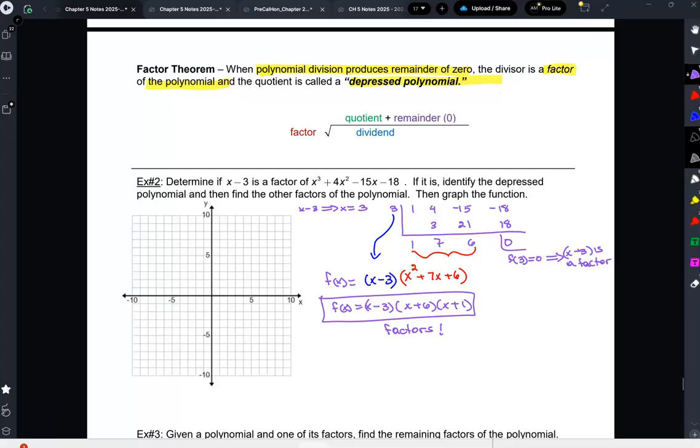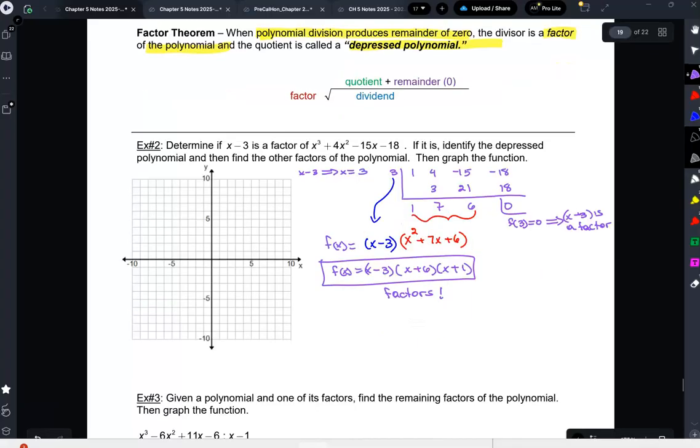Okay, so now it says, then graph the function. So let's graph the function. So anytime there's no remainder, then it's a factor. Yeah, it's a factor. Correct. So the zeros are x equals 3, x equals negative 6, x equals negative 1.